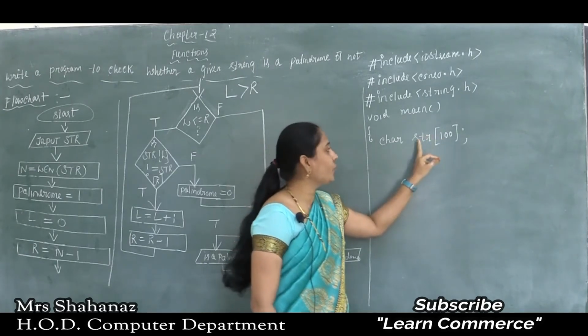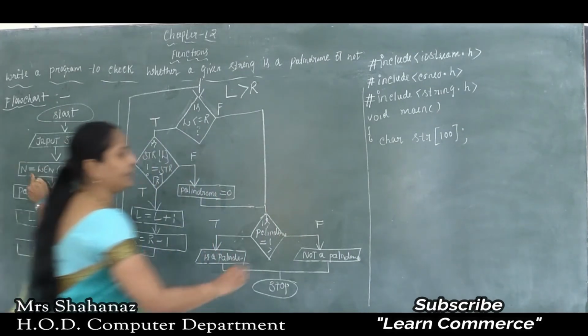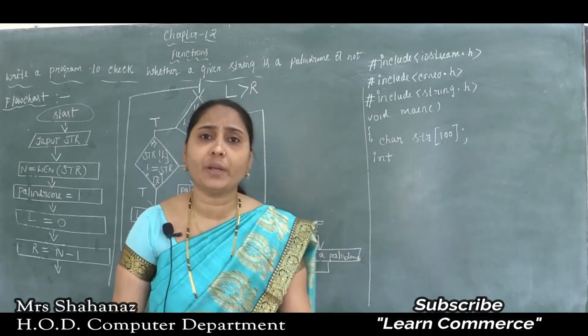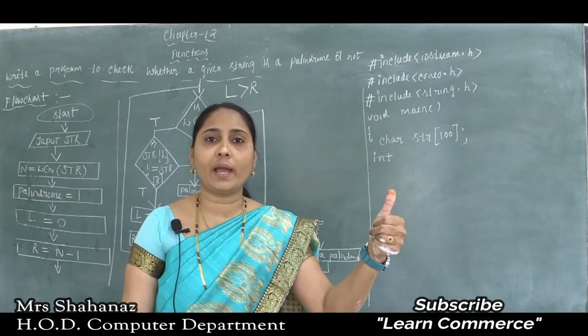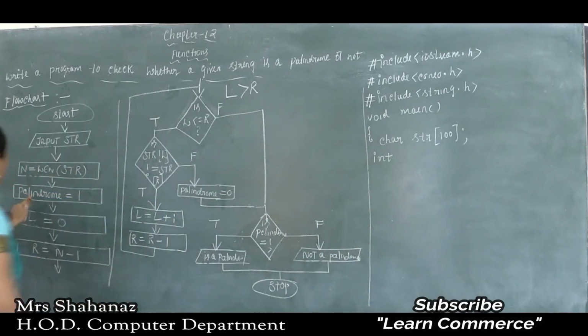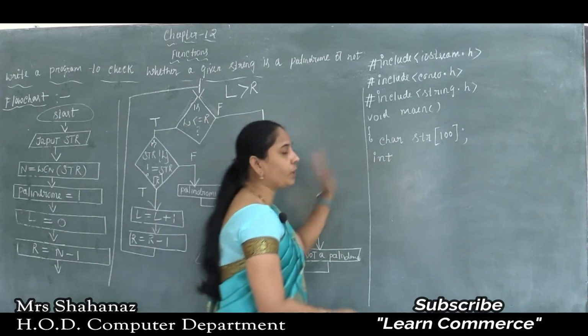Clear this point here? So str of 100, and after declaring that, the other variable I need to use is int. Here I am using the data type int because n, the number of characters, is going to count 1 2 3 4 5, correct? And the palindrome value is also 1. It is a whole number, so int data type is suitable. L is also initialized to 0, and r is equal to n minus 1, 5 minus 1. Whatever numbers we are using are whole numbers, so int is suitable.